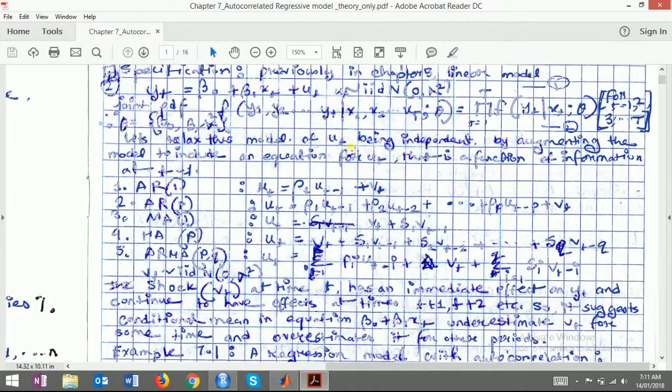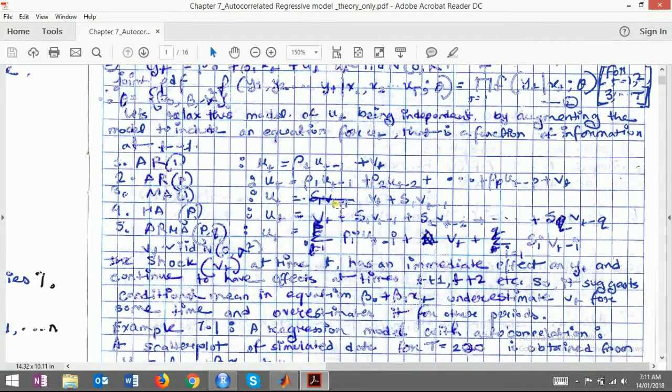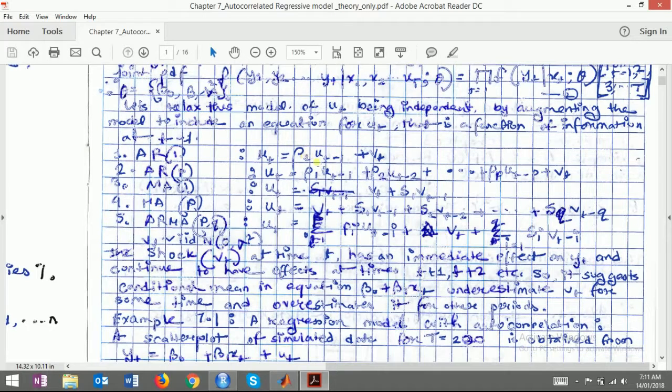So let's look at an AR1 model. An AR1 model looks like this, where the residual ut equals rho1 ut minus 1 plus vt, where rho1 is the correlation coefficient. So ut depends on ut minus 1, where the coefficient is rho1, and vt is the residual from ut. This is the AR1 model, the autoregressive 1 model.